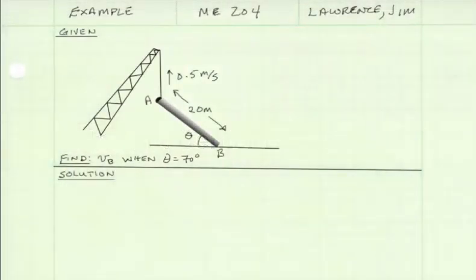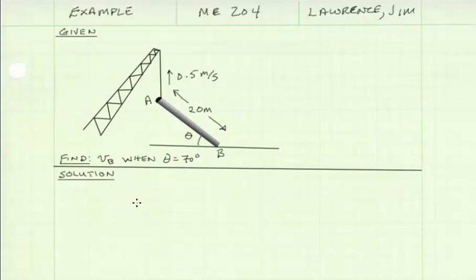In this example, we have a crane that's lifting a 20-meter long pile up into the air at a rate of 0.5 meters per second. We want to find what the velocity of the bottom of the pile is as it drags along the ground when our angle theta is 70 degrees. Now we could use absolute motion analysis to solve this, and we could probably even use relative motion analysis, but we're going to solve this problem using instant centers.